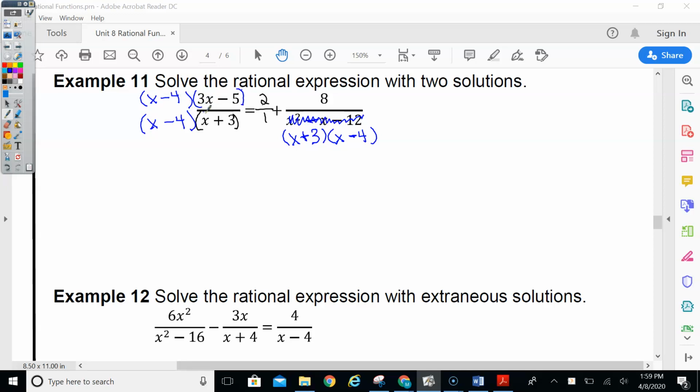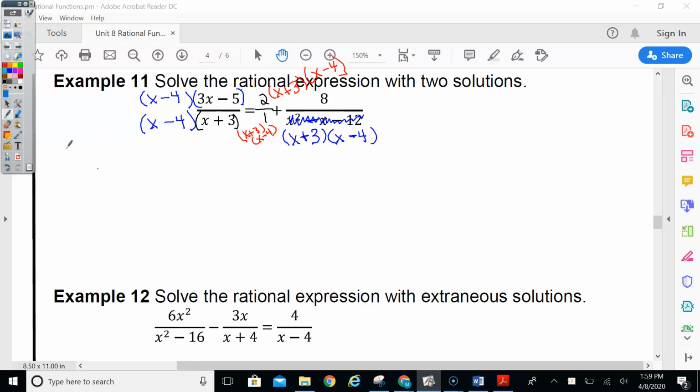Right here. Okay? And then for the 2 right here, you ask yourself, what do both denominators have that this one needs? Well, this one only has a 1. Which means it really doesn't have anything. So it's going to need both of them. So to the 2, I'm going to have to multiply by x plus 3 and x minus 4. X plus 3 and x minus 4.